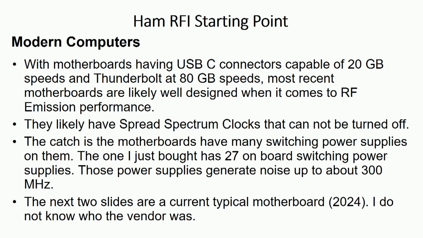Modern computers with USB-C ports have USB-Cs that are capable of 20 gigabit speeds, and if they're Thunderbolt capable, they're capable of over 80 gigabits. And I understand that Thunderbolt 5 is even faster than 80. So anybody who's designing a motherboard for a modern computer that has USB-C on it is going to do a really good job of designing an RF quiet board, because their USB-C port's not going to work if they don't. They also probably have spread spectrum clocks in the system, and they cannot be turned off. If you go back 30 years ago, you could buy a motherboard that had spread spectrum on it, but it was your option whether you turned it on or off. Nowadays, it's turned on, you can't touch it.